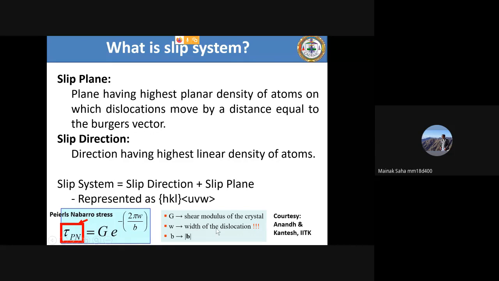If this is W, the width of a dislocation, it's also termed the core of a dislocation. This is the only region of a dislocation wherein all the linear elasticity theory fails. You cannot use any linear elasticity theory at the width of the dislocation. It's called the center of the dislocation. And B here is not the Burgers vector, it's the interplanar spacing. And W is equal to A by 1 minus mu, where A is the interatomic spacing on the slip plane, and mu is the Poisson's ratio.